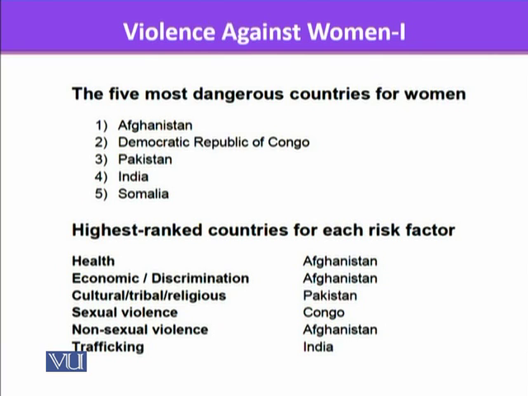The highest ranked countries in each risk sector: in terms of health, economic discrimination and non-sexual violence, Afghanistan is on top. In terms of sexual violence, Congo is on top. In terms of trafficking, India is on top. And in terms of cultural, tribal, and religious restrictions or discrimination, Pakistan is on top. So this is the situation of Pakistan and South Asia in comparison to the world in terms of gender violence. Although gender violence is prevalent all over the world, this region is more prone to gender violence.